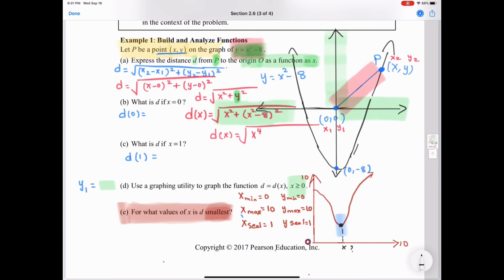So for this, you can use the minimum function in your calculator, like use second calc minimum, left bound, right bound, enter. And whatever you get here will be the minimum value. That is also something I would like to see. So x is approximately, just fill that up.